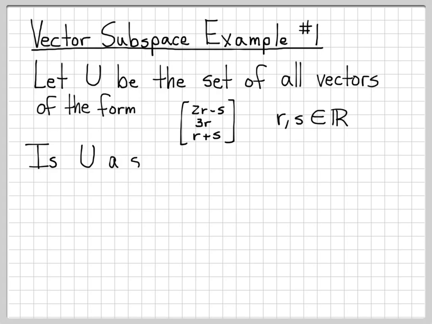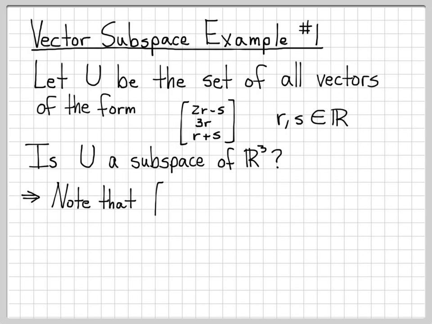So we can see that U looks kind of like R3, but it contains just a subset of the vectors of R3 because everything has been restricted to this form. There are certain vectors of R3 that aren't in this set. So the question we have, given that we've constructed this subset of vectors from the vector space R3, is: is U actually a proper subspace of R3? So is U itself a vector space? That's the question that we're asking here.